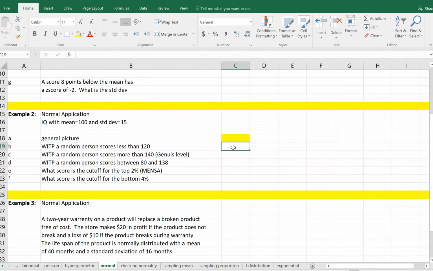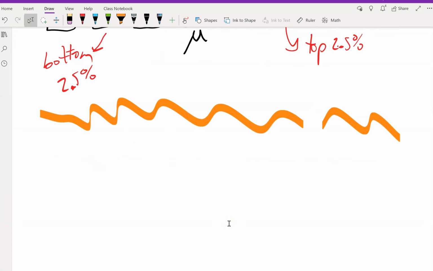Now we want to talk about parts B, C, D, E, and F. Real world problems. That is, what is the probability a random person scores less than a 120 on this test? What are the odds somebody's going to score less than 120? So I would write that in symbols, the odds a person, X, scores less than 120.